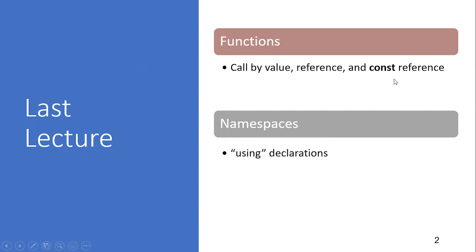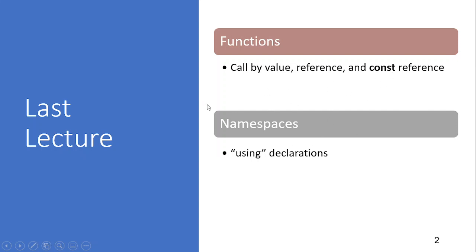We said that ideally, if you need to pass a value by reference, you should be doing it using const reference. The benefit of const reference is that it is efficient because it is by reference, and it prevents the callee function from modifying the data in the caller function. Why? Because you are using const references.